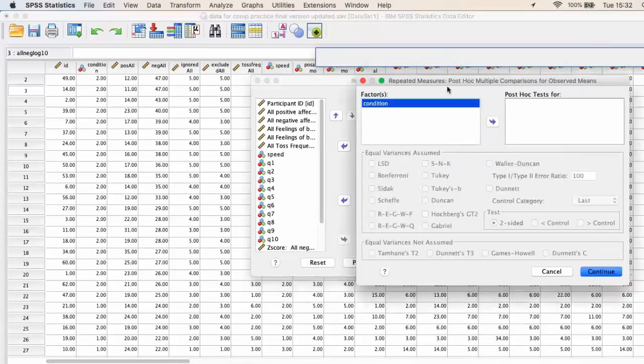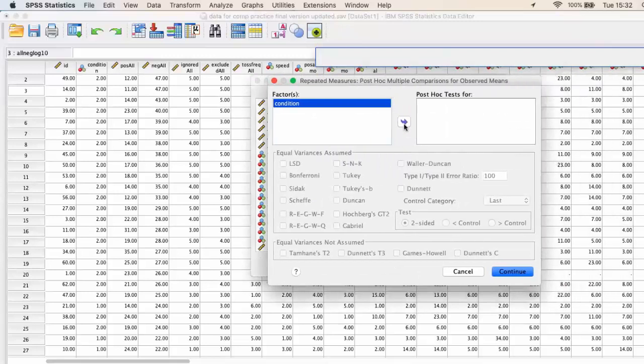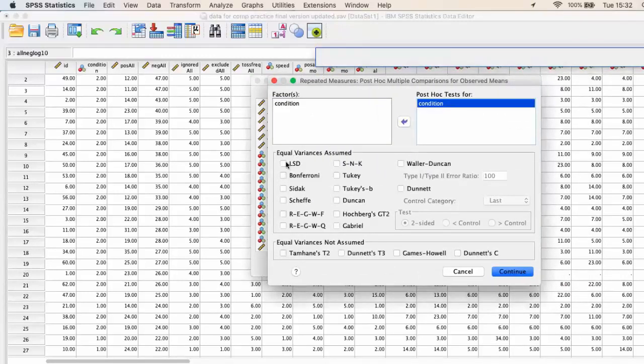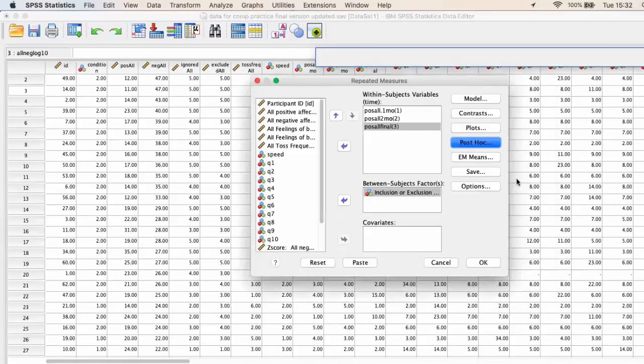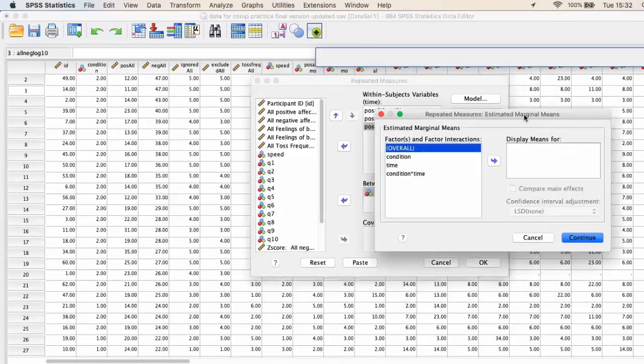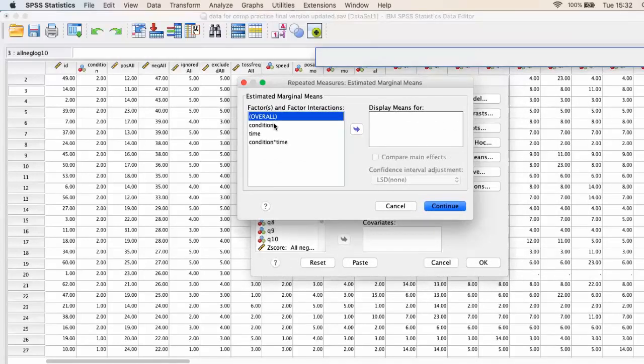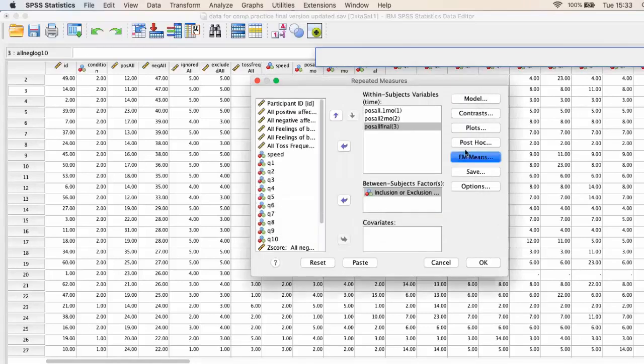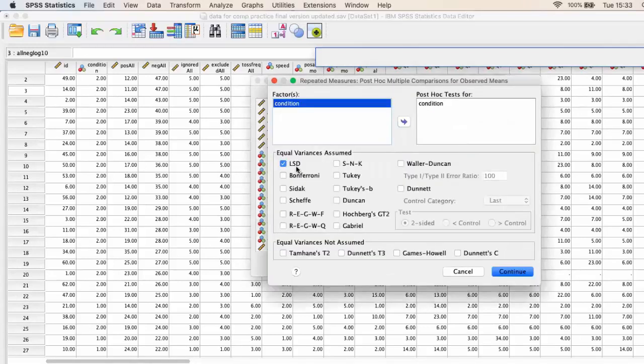Post hoc test, you want to look for least significant differences, LSD. Continue. Estimated means, condition. That's the only one you're supposed to select? When you selected least significant differences, wasn't there a few others you're supposed to check? I usually just do the least significant differences. Does anybody typically do anything else?